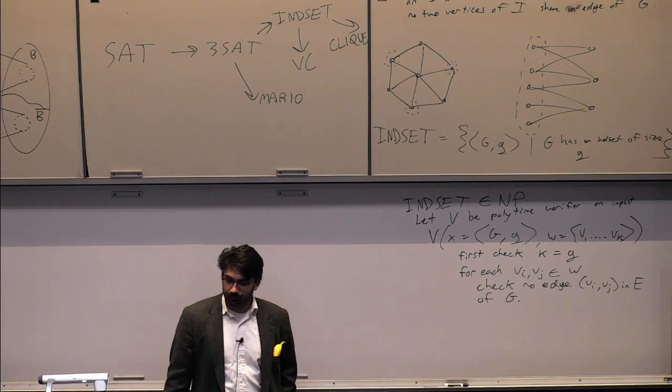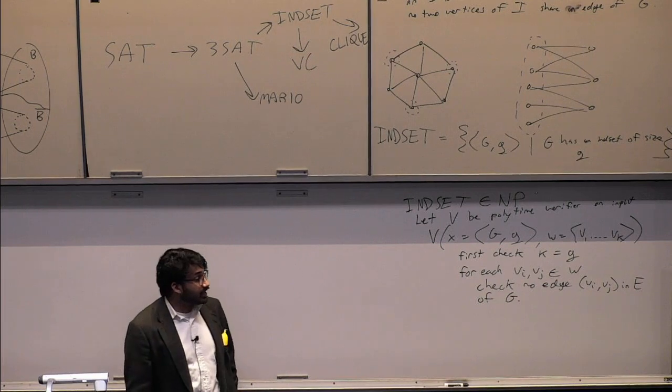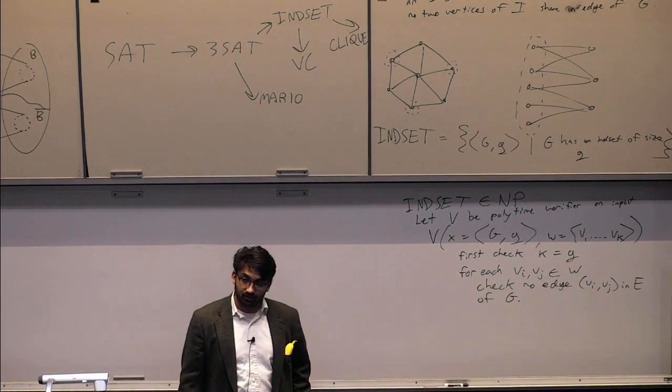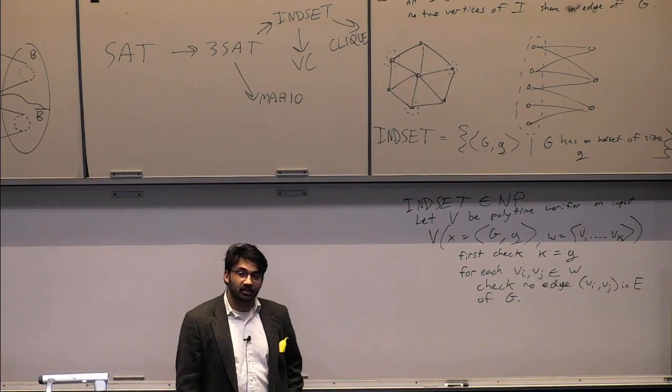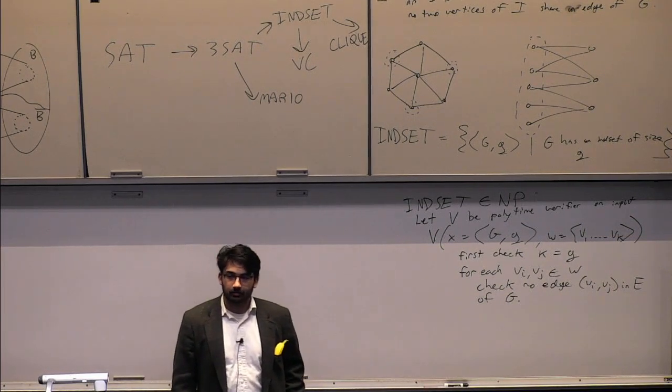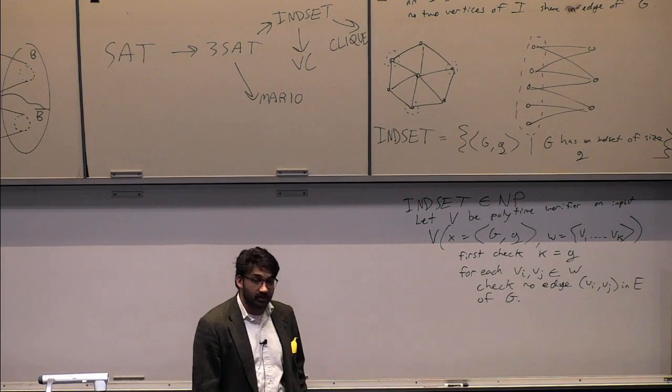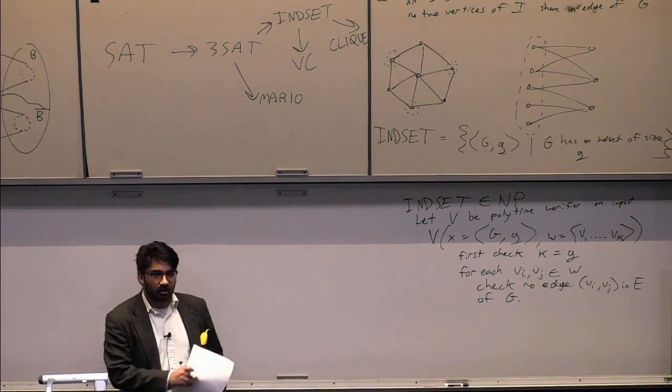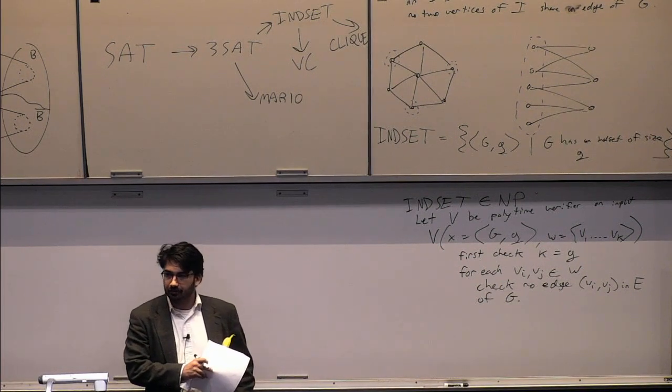So K is the number of independent sets? K is the size of the independent set of the answer. The witness is, someone is claiming I have an answer, we need to just first check it's the right size. Then we check it's independent. Because it could be independent, but not the right size. It wouldn't solve the right problem. More questions on first proving a problem to be in NP?